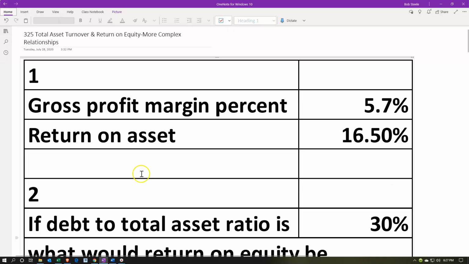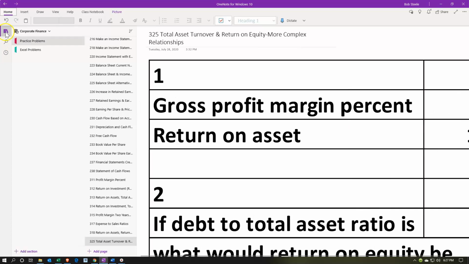Here we are in OneNote. If you would like to follow along in OneNote, you're not required to do so, but if you have access to it and would like to, we are in the 325 Total Asset Turnover and Return on Equity More Complex Relationships tab under the Practice Problems section.